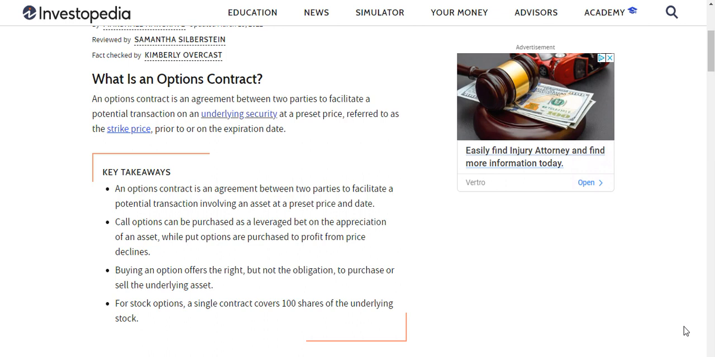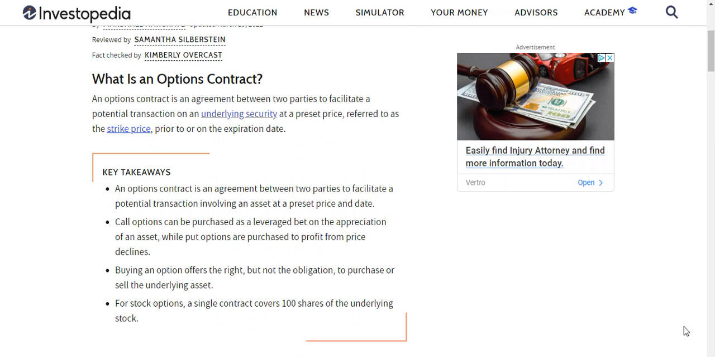So with that out of the way, what is an options contract? If you've no idea what an options contract is, I'm on trusty Investopedia here. If you want to learn more about options trading, Investopedia is great. It will get you up to speed with the basics. But what is an options contract? An options contract is an agreement between two parties to facilitate a potential transaction on an underlying security at a preset price, referred to as the strike price, prior to or on the expiration date.